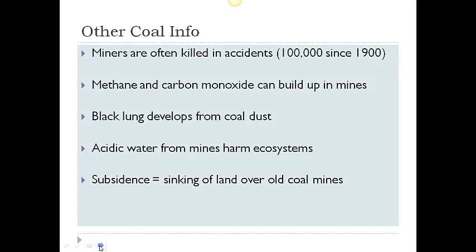Another problem with coal is something that can happen. It's called subsidence, and that is when the land sinks in the area above the old coal mines. So the structures underneath aren't holding the land up the way they should, and so you just kind of have a cave-in, which obviously is not great either. Our coal reserves, as they are now, will last for about 200 more years, and then we'll be out of coal.